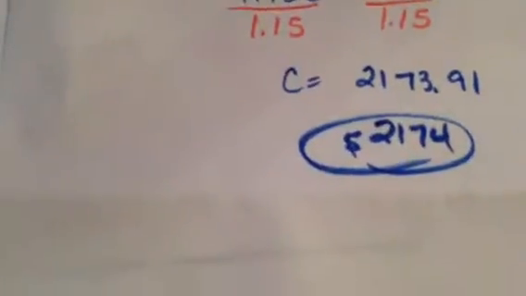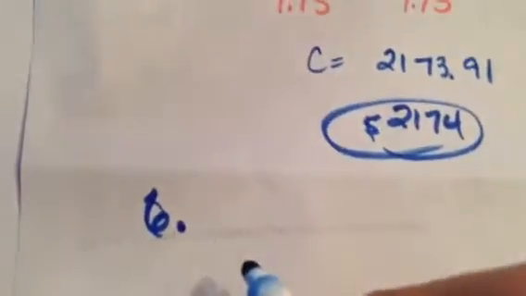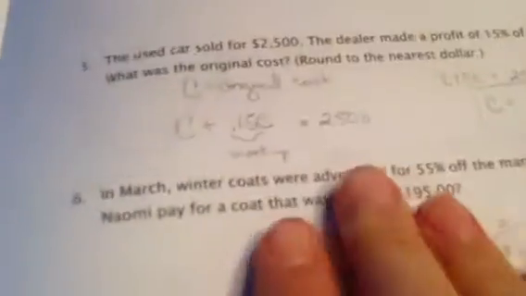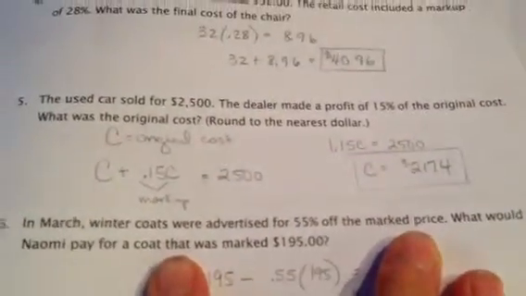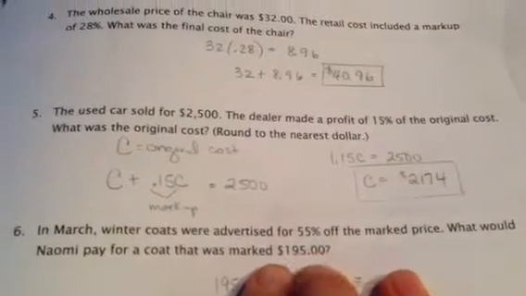All right, let's try one more like this. Again, what do I want? I want to see some work. Let's try number 6. In March, winter coats were advertised for 55% off the marked price. What would Naomi pay for a coat that was marked $195?